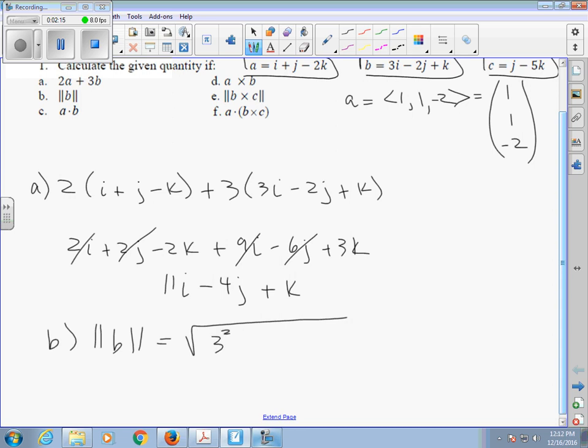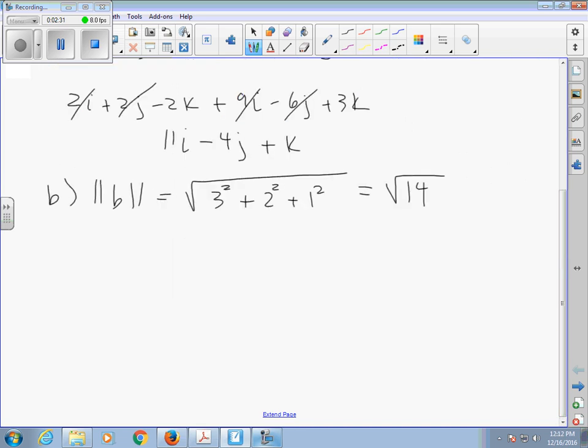So B is 3 squared plus negative 2 squared. I don't have to write the negative because we're squaring it. Plus 1 squared. So 3 squared is 9, plus 4 is 13, plus 1 is 14. So root 14, that's the magnitude of B.